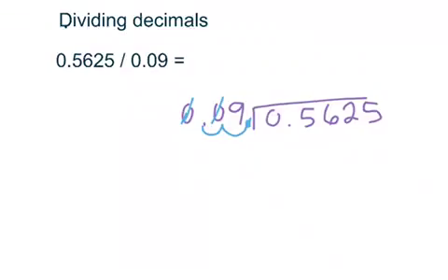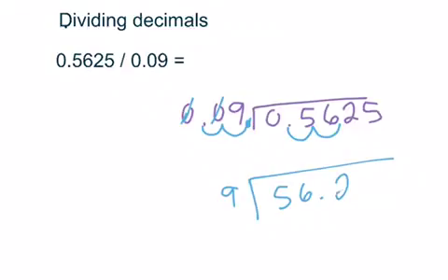What I do to the outside, I have to do to the inside. So I come over here and I have to shift this the same amount of spaces. 1, 2 places, which means I now end up with 56 and 2500ths divided by 9.